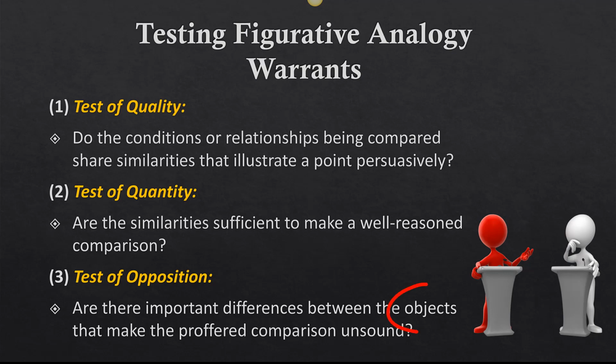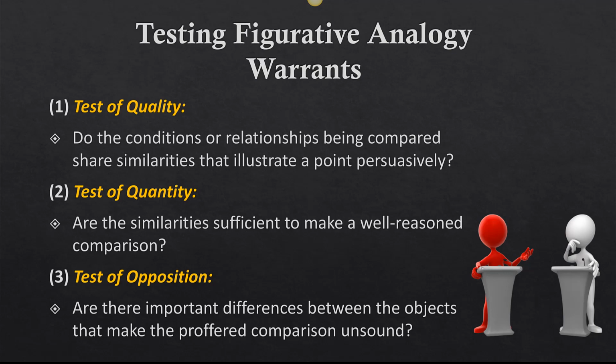On the other hand, the test of opposition is going to ask, are there important differences in those relationships or even in the objects themselves that make the proffered comparison unsound? If the relationship that's being constructed is being constructed by pairs of objects that are so dissimilar that the relationship really doesn't make sense, then the analogy isn't going to be reasonable. And you can see, as we wrap up this discussion of substantive warrants from the Toulmin standpoint, what's important to think about is that this is logic that operates not solely on some kind of absolute relationship between premises in an argument with structured validity. We're talking about the messiness of real human argument.